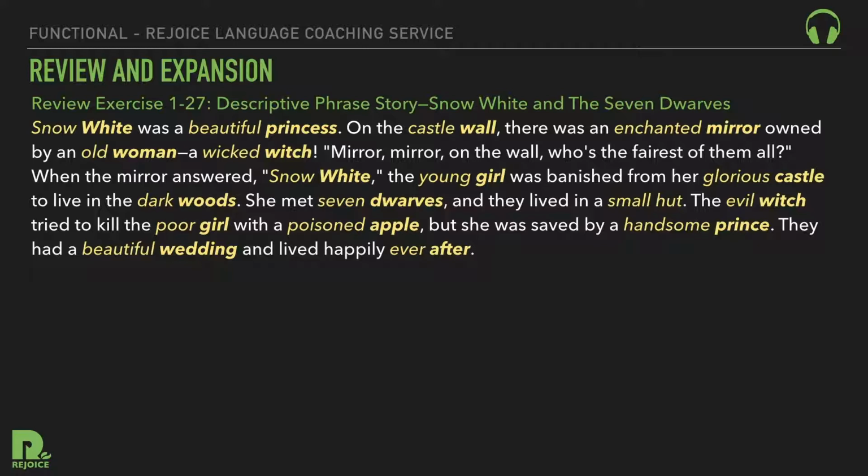She met seven dwarves, and they lived in a small hut. The evil witch tried to kill the poor girl with a poisoned apple, but she was saved by a handsome prince. They had a beautiful wedding and lived happily ever after.